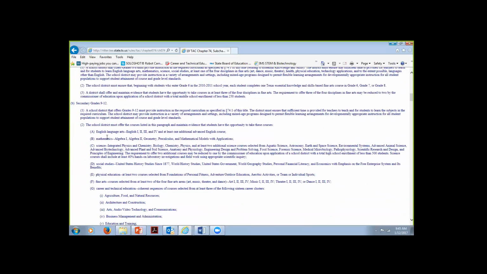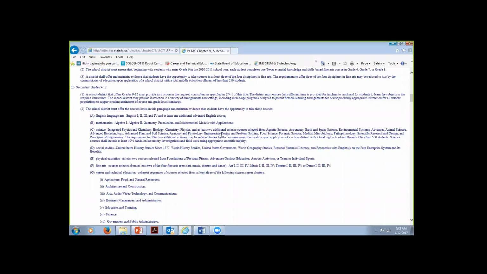They have to offer English 1, 2, 3, and 4. They have to offer Algebra 1, 2, Geometry, Pre-Calculus, and Math Models with Applications. You can replace it with, say, the Ag, Math, and Natural Resources, but you would still need to be able to offer that class. Doesn't mean anybody has to take it, but you legally have to have it in your course catalog and it has to be there for students to take.